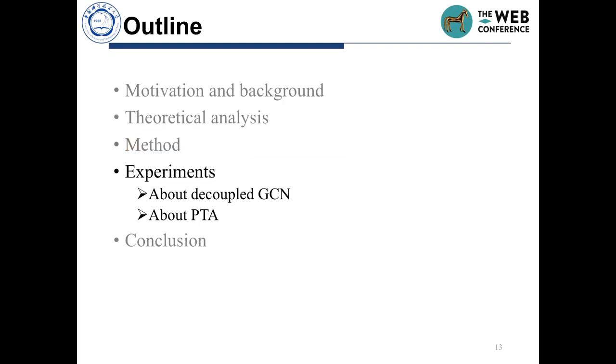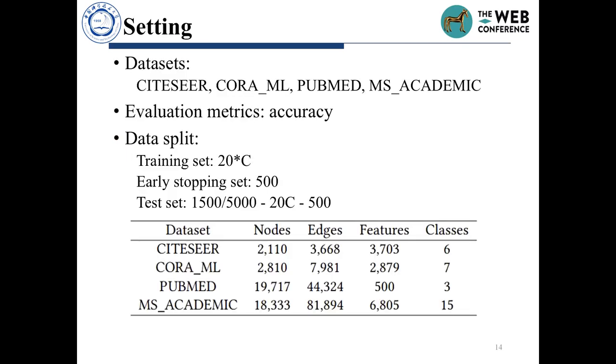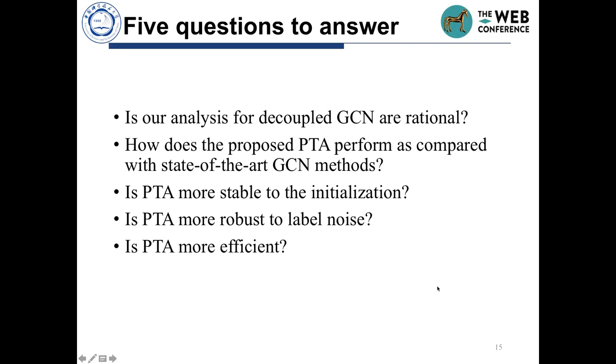Next, I will introduce our experiments. We conduct experiments on four data sets in terms of accuracy. The table shows the information about the data sets. By experiments, we explore five questions. Our paper analyzes why decoupled GCN works well. So we verify whether our analysis is rational in the first question. We then verify the effectiveness of our proposed PTA in the second question. Besides, based on our design and analysis, PTA has three advantages. Therefore, we validate the three advantages respectively in the last three questions.